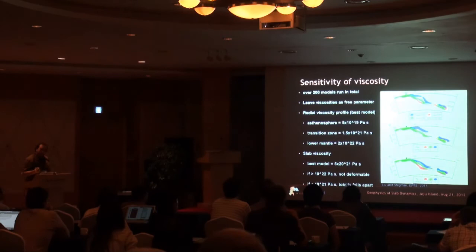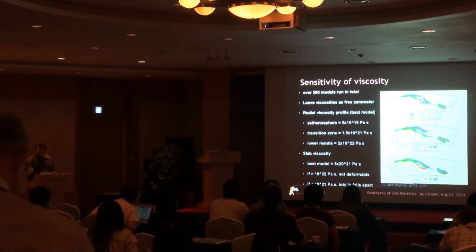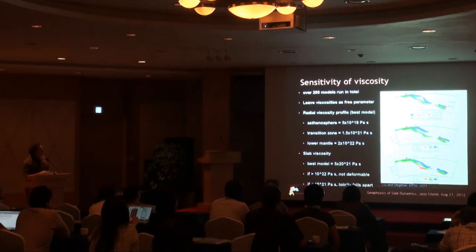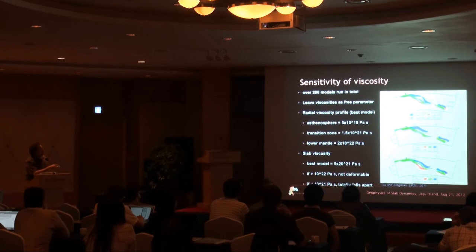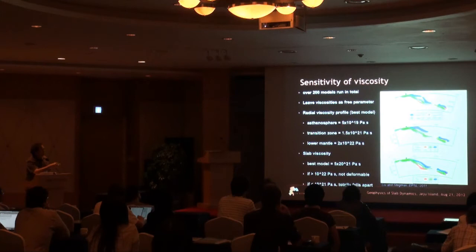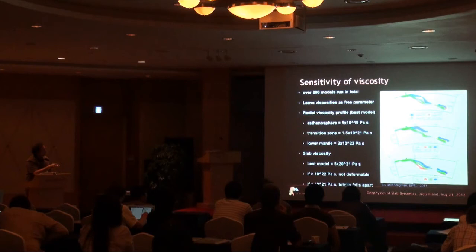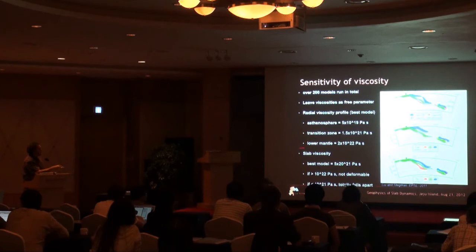So this is the part I was hoping Shun could help tell me what the answer is. Li Jun ran over 200 models, and it's incredibly sensitive to viscosity, but the result is very surprising. Like I said, we leave the viscosity as a free parameter, and here's our best fit radial viscosity profile. We need a weak asthenosphere. These values were varied by orders of magnitude, and the final value for the asthenosphere is about 5 times 10 to the 19. The transition zone is a little bit stronger. And then we need a lower mantle that's about that strong.